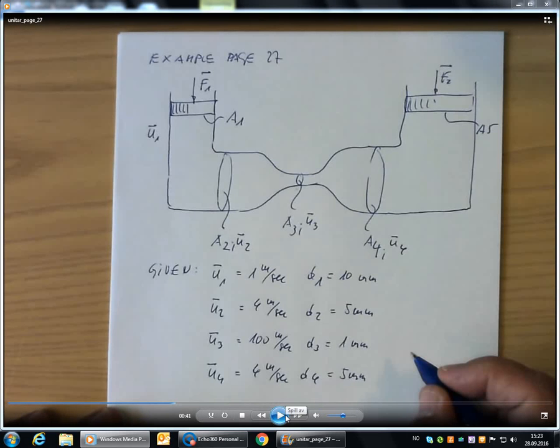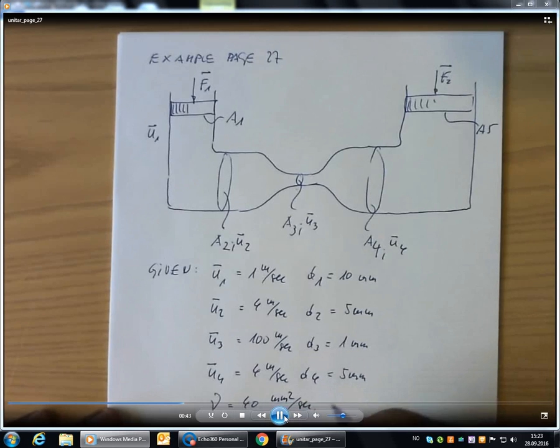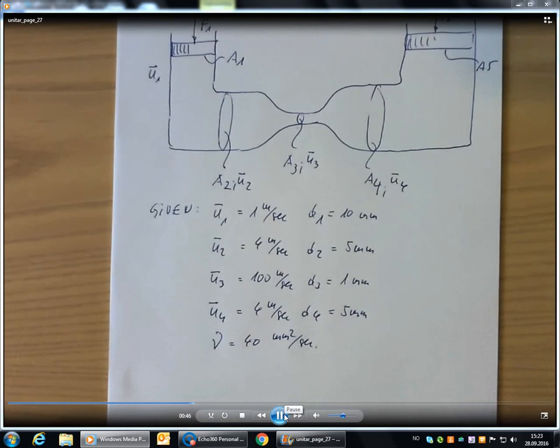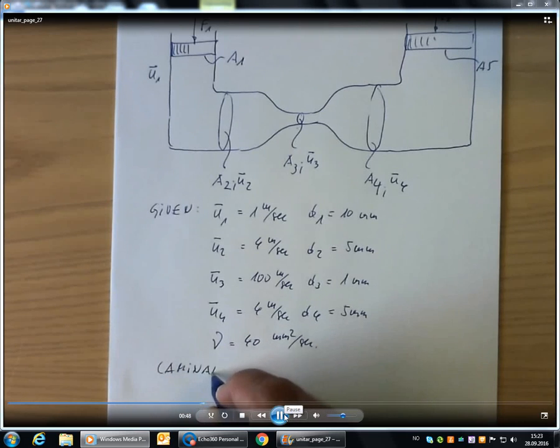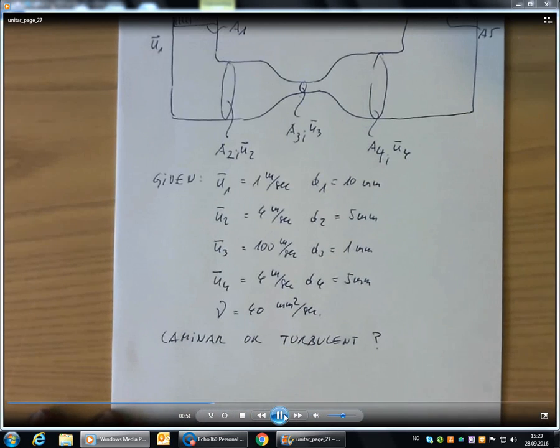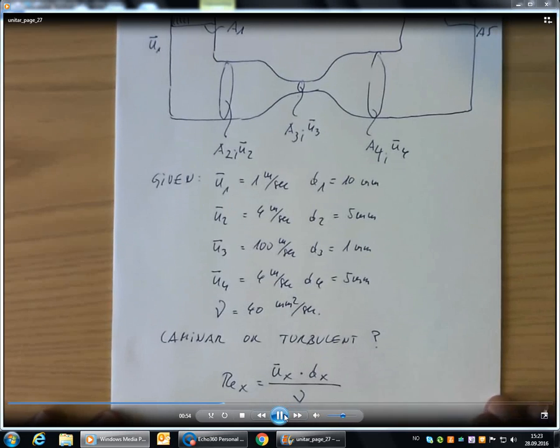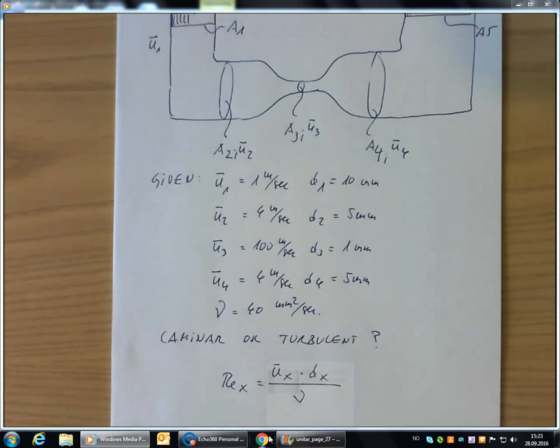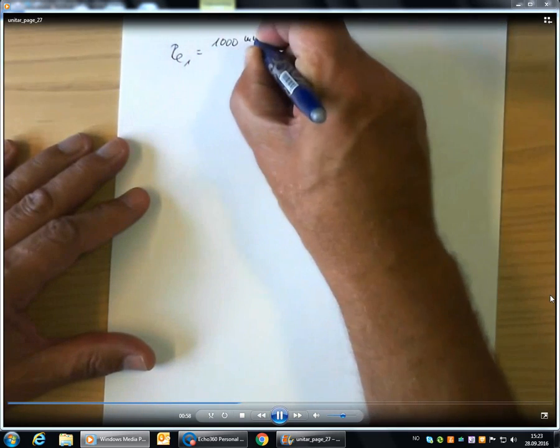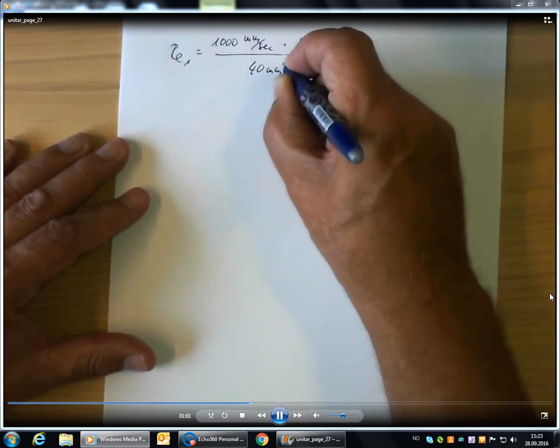So we need the kinematic viscosity, 30 square millimeters per second, and the question is: is the flow laminar or turbulent in the several cross sections? And here we write down the definition of the Reynolds number. The Reynolds number in position x is the velocity in position x multiplied with the diameter in position x divided by the kinematic viscosity. On the next page we will calculate the Reynolds numbers in the different cross sections.